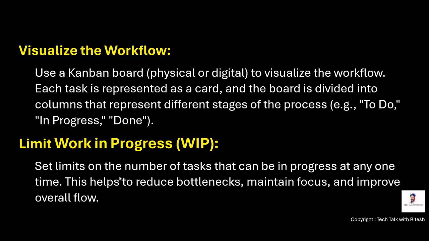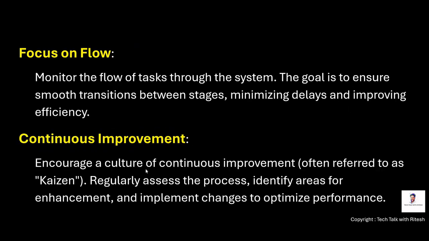Limit work in progress. Set limits on the number of tasks that can be in progress at any one time. This helps to reduce bottlenecks, maintain focus, and improve overall flow. Focus on flow. Monitor the flow of tasks through the system. The goal is to ensure smooth transition between stages, minimizing delays and improving efficiency. Continuous improvement: encourage a culture of continuous improvement, often referred to as Kaizen. Regularly assess the process, identify areas for enhancement, and implement changes to optimize performance.